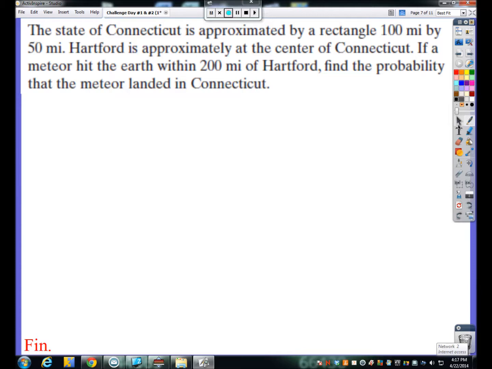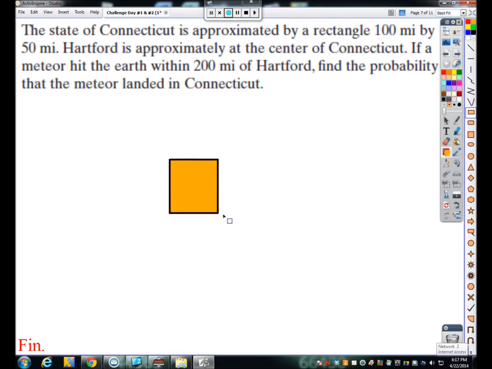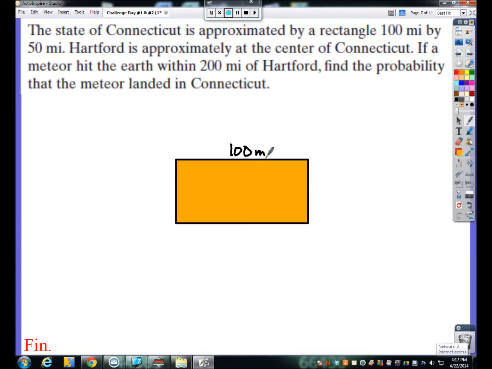So it says the state of Connecticut is approximated by a rectangle 100 miles by 50 miles. Hartford is approximately at the center of Connecticut, which is its capital. If a meteor hit the Earth within 200 miles of Hartford, find the probability that the meteor landed in Connecticut. So first we need to have a picture here. What's going on? Well, we have the state of Connecticut. They said it is a rectangle that is 50 by 100 miles. So we'll say there's 100 miles, there's 50 miles. And they said Hartford is right in the middle of Connecticut in that rectangle.